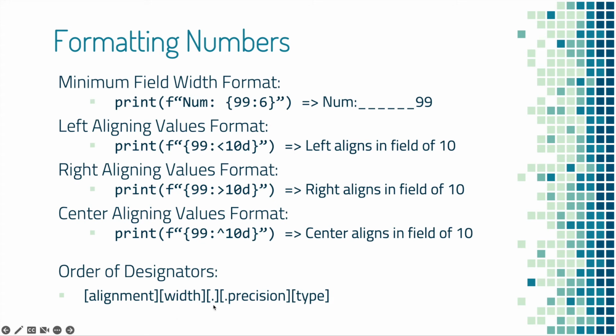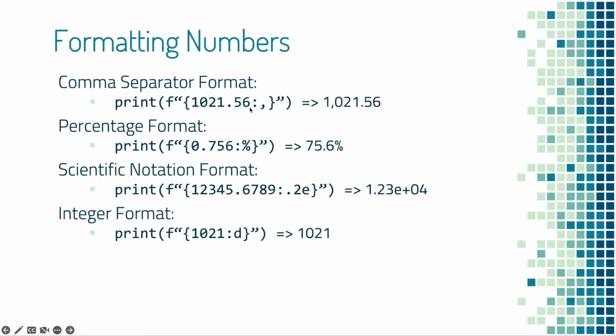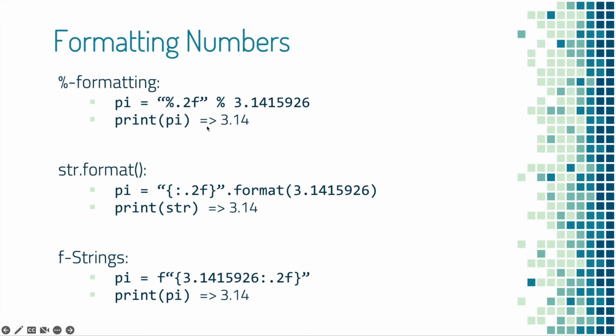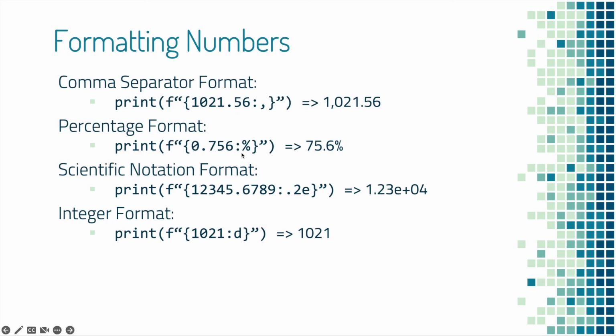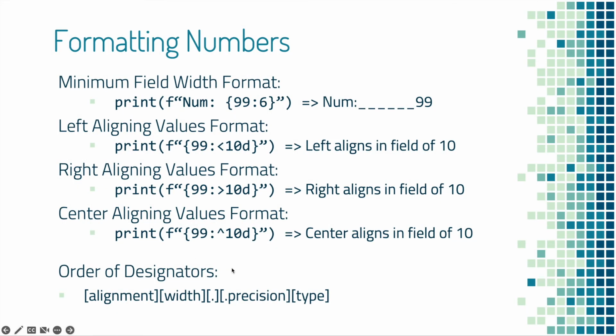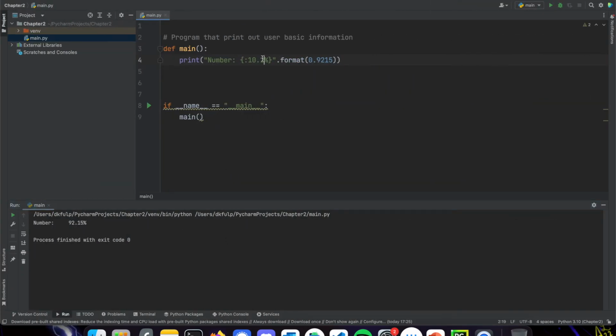Then a dot with the precision that we want. So if we go back here, we have our .2e, we have our .2f, the precision is the 2. So over here, our precision is 2. If we want to change this to, let's say, 4, we can run that now, and we have 92.1500%, so it's a precision of 4.